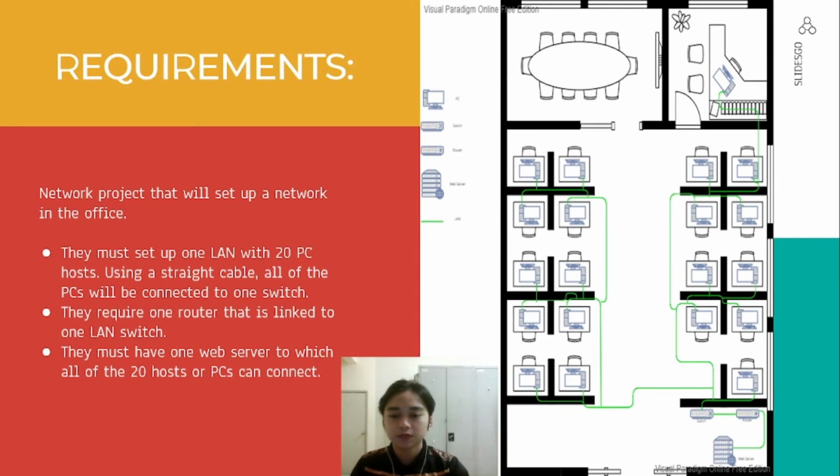First and foremost, these are the requirements that they must meet in the office, and on my right side is the floor plan design. First, they must set up one LAN with 20 PC hosts using a straight cable. All of the PCs will be connected to one switch. Second, they require one router that is linked to one LAN switch. Third, they must have one web server to which all of the 20 hosts or PCs can connect.